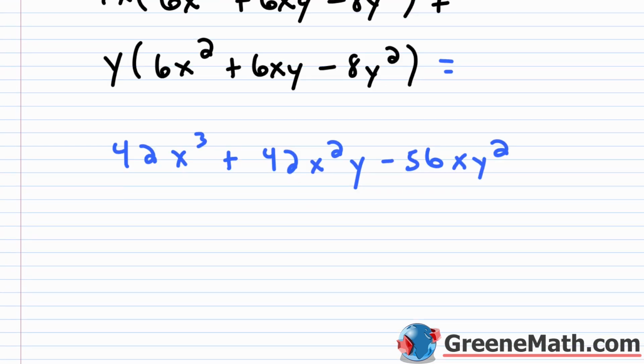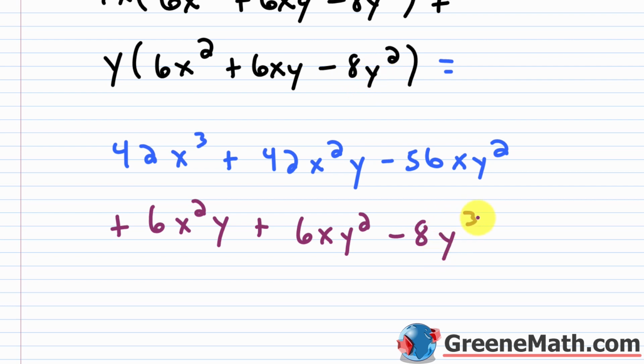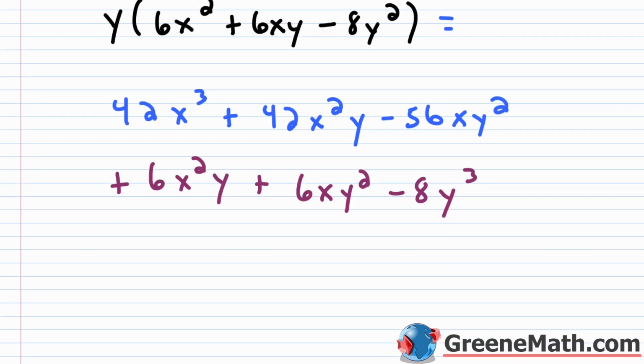So down here, I'm going to have y times 6x squared. Really, I'm just going to have plus 6x squared y. And then plus, I have y times 6xy. So 6x, y times y is y squared. And then you have y times negative 8y squared. So minus, I'll put 8. Y times y squared is y cubed. Okay, so let's scroll down a little bit.